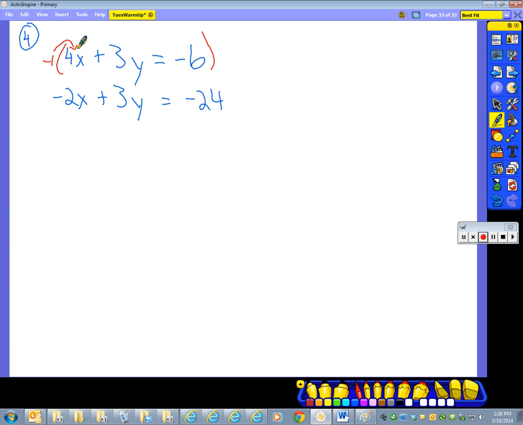A -1 times a positive 4x is going to be a -4x. And a -1 times a positive 3y is a -3y. And then a -1 times a -6 is going to be a positive 6. Even though I don't have to put the positive sign there, I'm going to do it anyway. Now, because I'm writing kind of small there, I'm going to rewrite it. I'm going to bring this down here so I can write it a little bigger. So that was -4x minus 3y equals a positive 6.